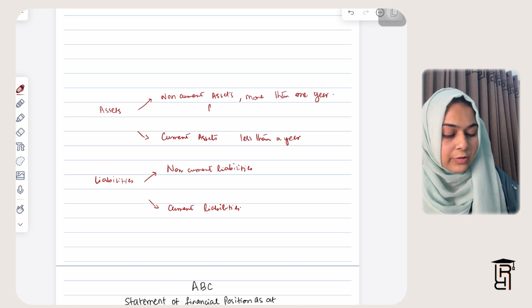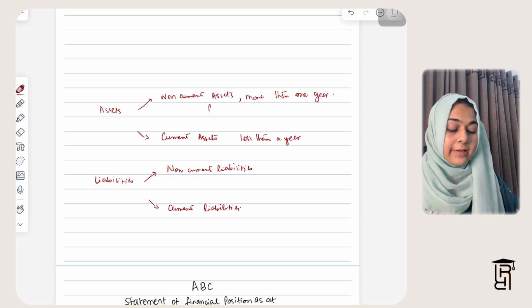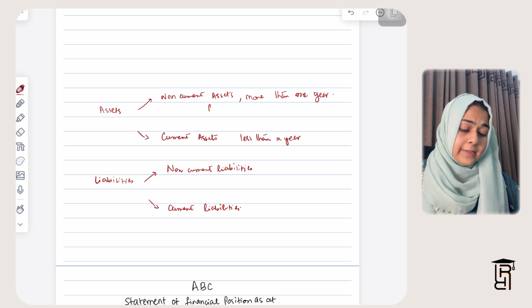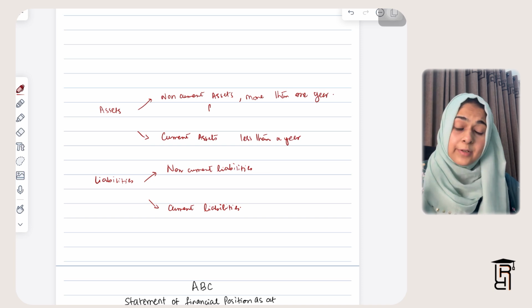Non-current assets are also called fixed assets. Current assets are basically current assets. They benefit the business for less than a year.